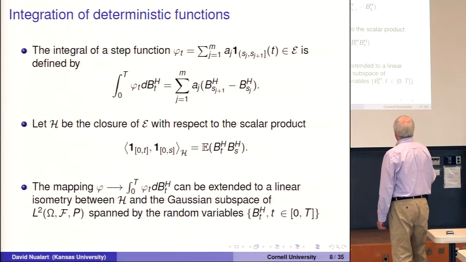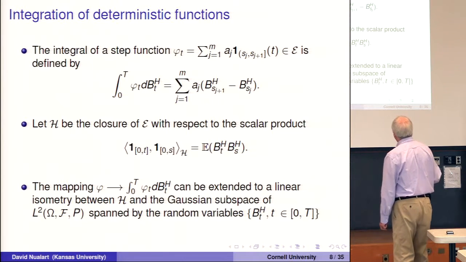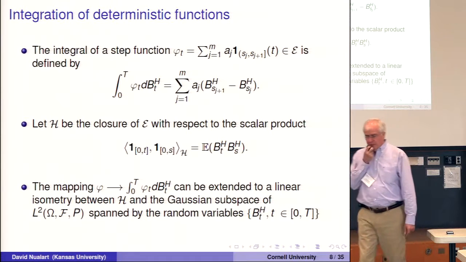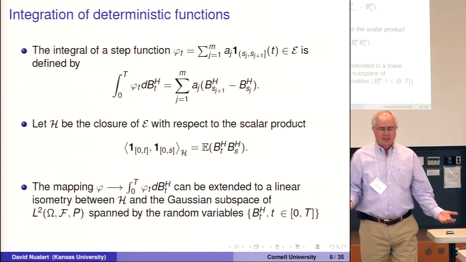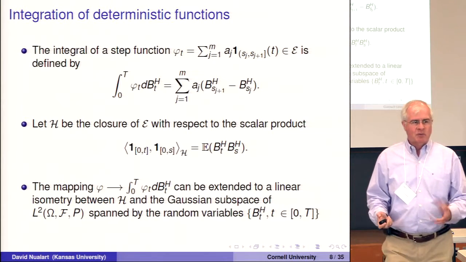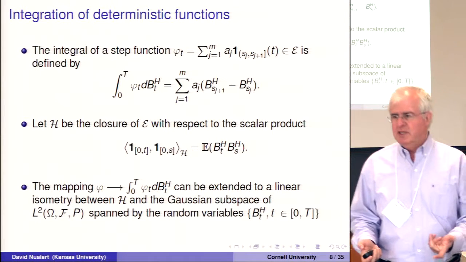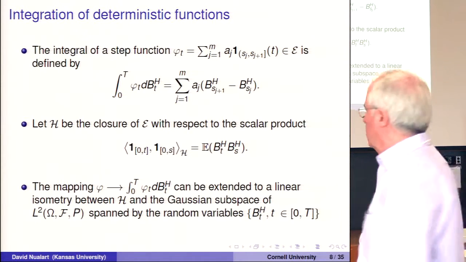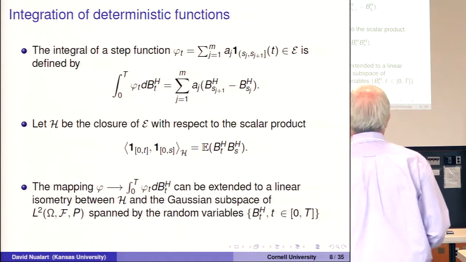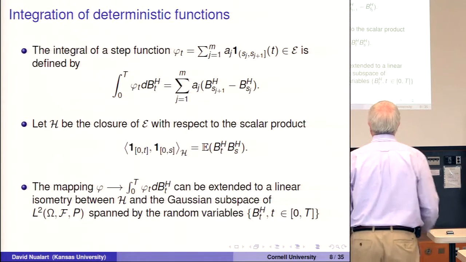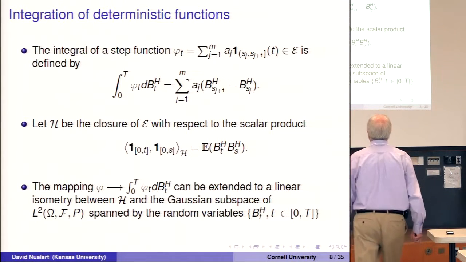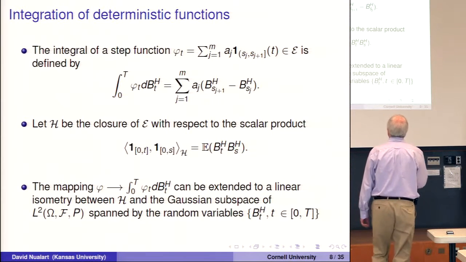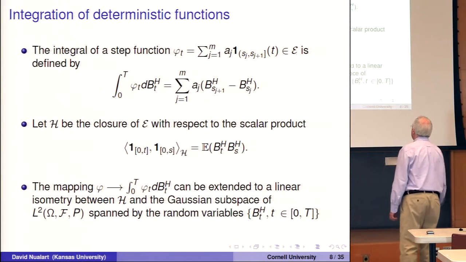And then this Hilbert space H turns out to be isometric to the Gaussian space spanned by B^H. So that's a general construction that you can do for any Gaussian process. And then the problem always is to characterize this space H, which is the closure of E with respect to this inner product. So what is H? What is this space H, which is the closure of E?